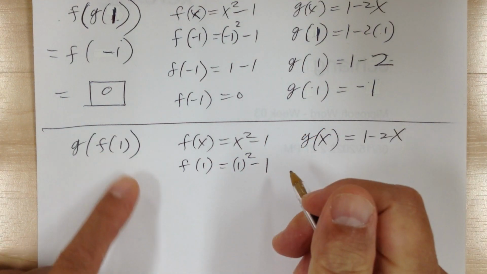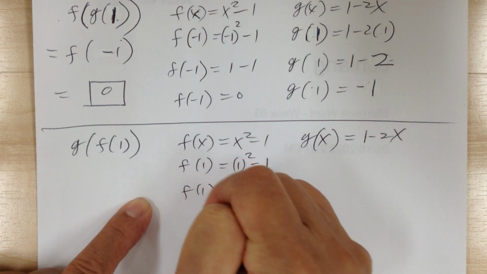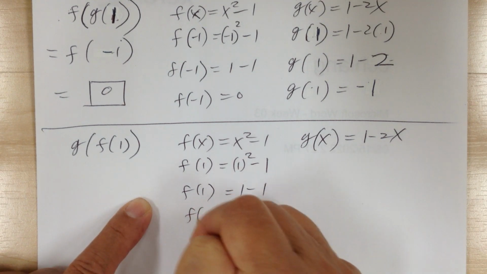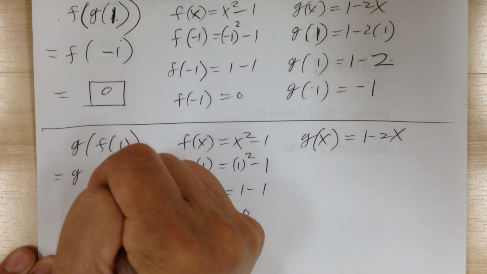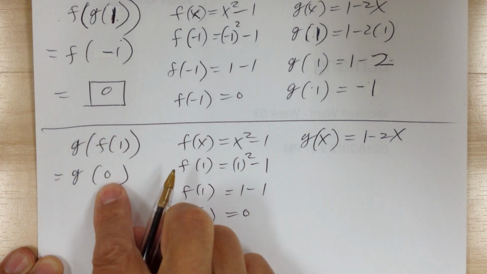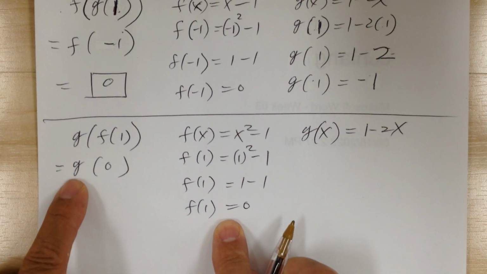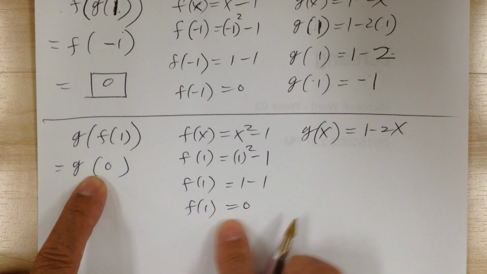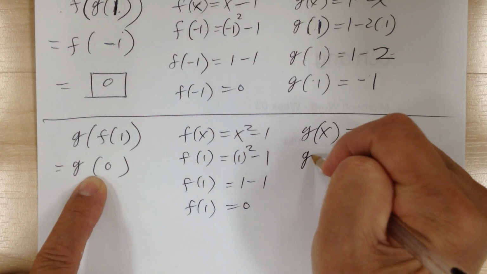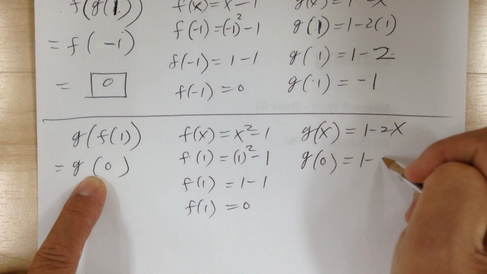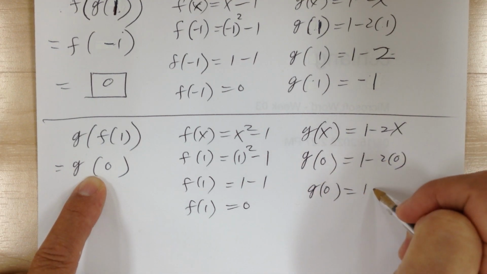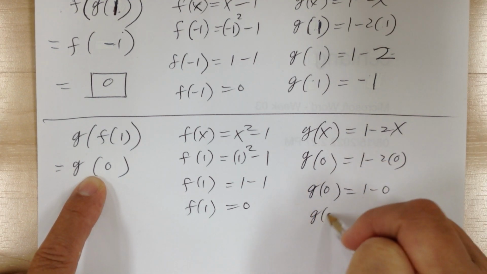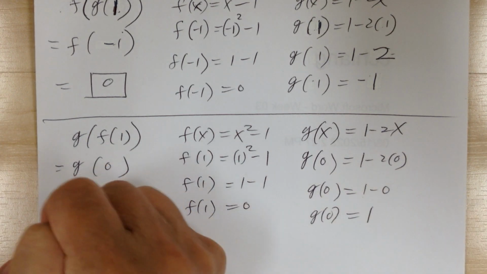F of 1 equals 1 minus 1, so f of 1 equals 0. So this becomes g of 0, right? Now it becomes g of 0. To look for g of 0, you have to come over here. So it becomes 1 minus 2 times 0. So g of 0 equals 1 minus 0, so g of 0 equals 1. So this will equal 1.